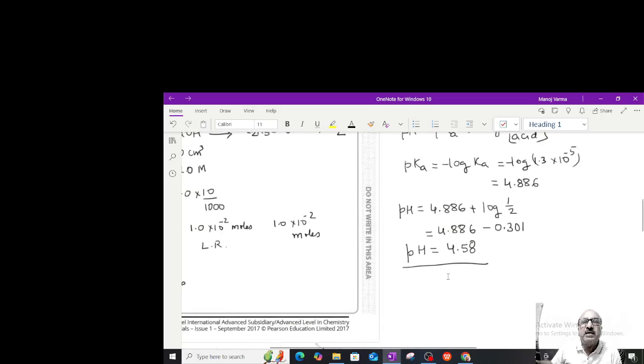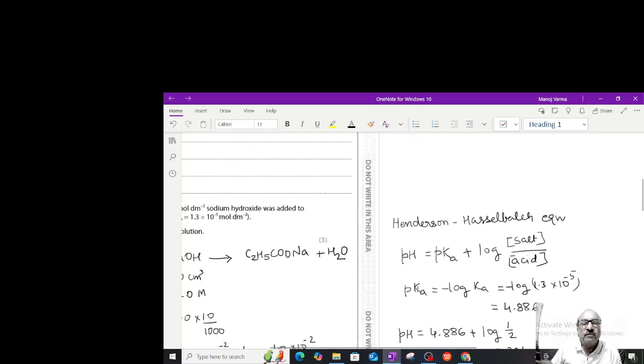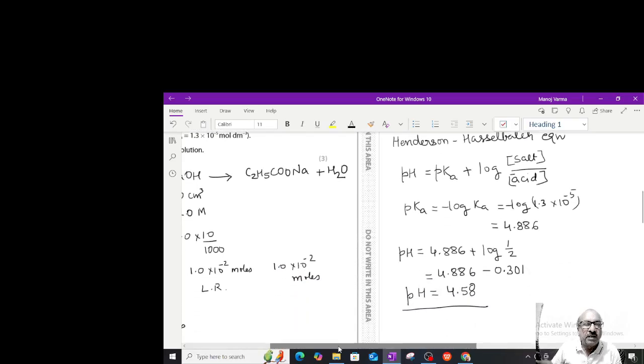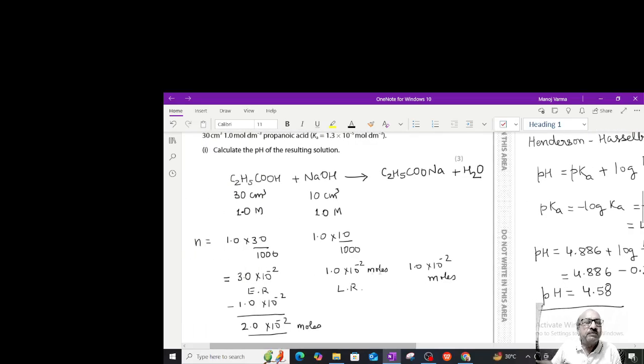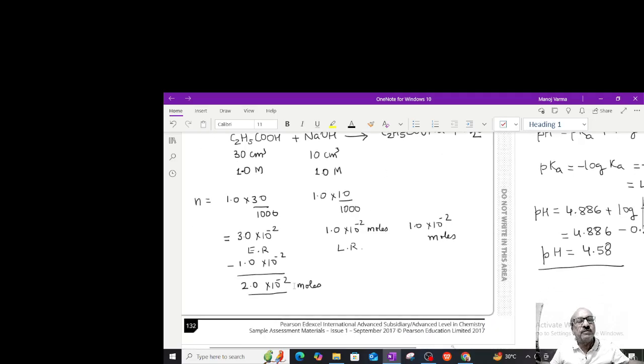So you can use either of the methods and solve for the pH of this buffer, but you have to clearly remember that you have to use the concept of the excess reagent and the limiting reagent to understand the final concentration of the acid and the final concentration of the salt.